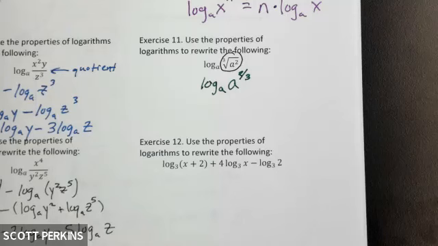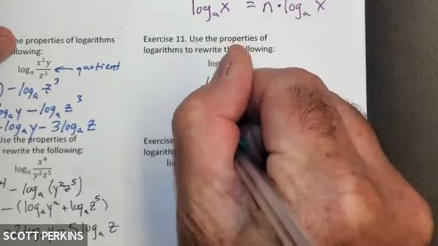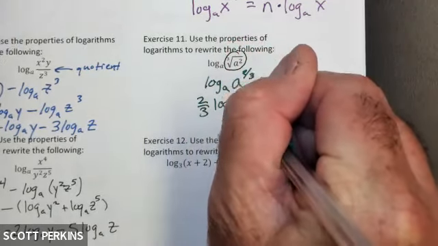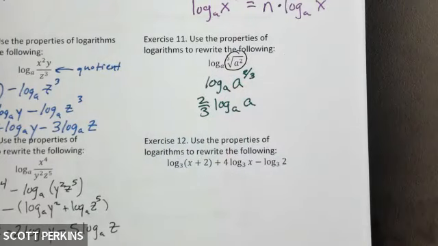Okay, so I told you there were going to be 2 properties of logarithms that you could apply to this. The first one is the power rule. I've got that 2/3 power, so I'm going to bring that down to the front. So I've got 2/3 log base a of a.